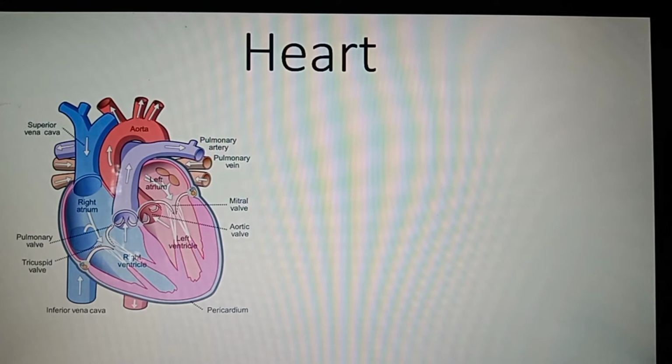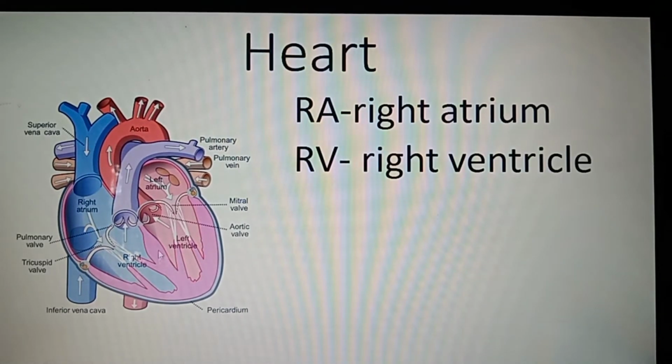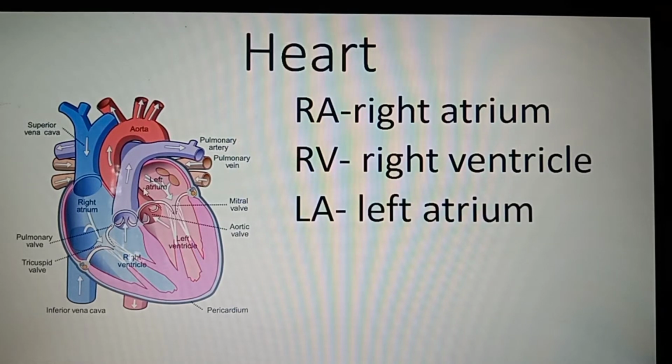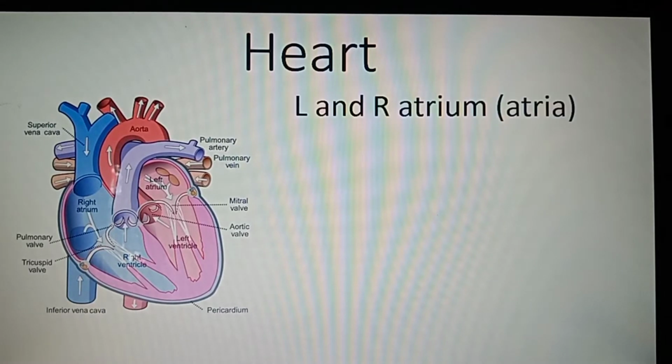Now let's discuss the four chambers of the heart. So we have the right atrium, the right ventricle, the left atrium, and then the left ventricle. Again, the four chambers of the heart: right atrium, right ventricle, left atrium, and then the left ventricle. So yung four chambers na yan, grade 6, ay may kanya-kanyang trabaho.